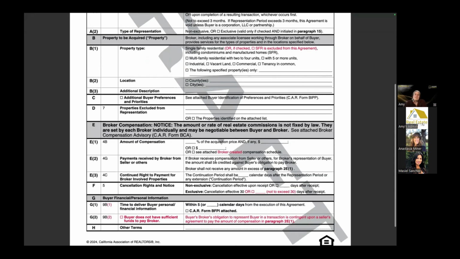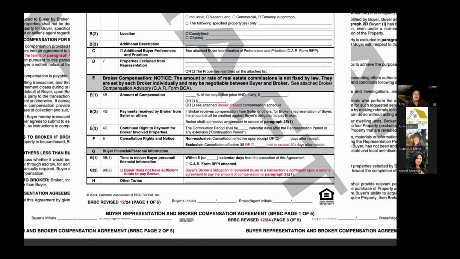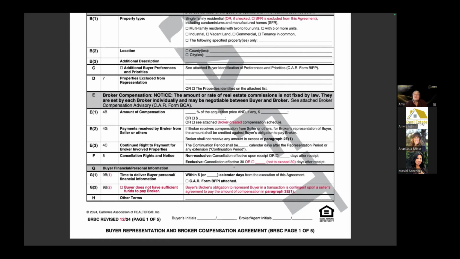You've got the same update to the broker created compensation schedule instead of just the attached compensation schedule. You've got cancellation effective 30 days after receipt for the cancellation right of the exclusive agency, or you can change that, but it can't exceed 30 days. So it could be 20 days, 15 days. You could leave it at 30.